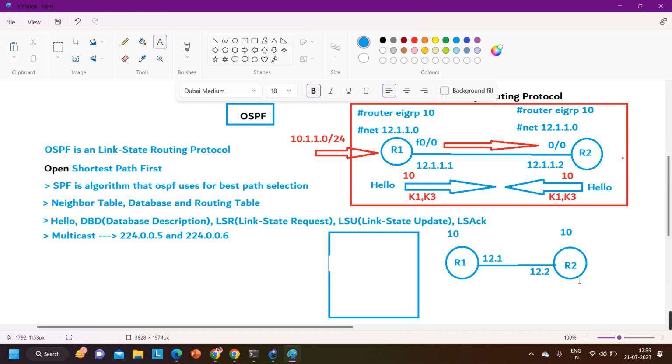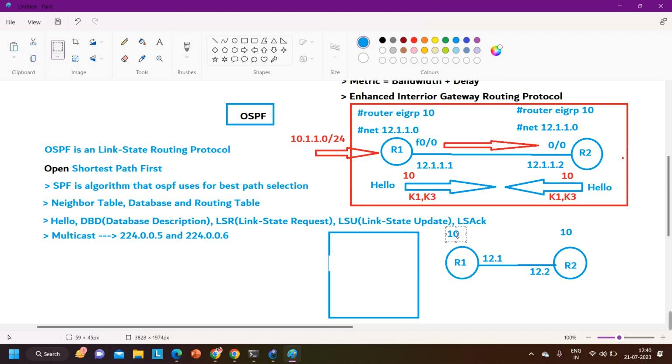First, I will check connectivity. From router 1, you will ping router 2, 12.1.1.2. Let's say you are able to ping. Then I will check the loopback. Every router has a loopback, we ping the loopback. Let's say the loopback ping is not working. Then we see the configuration, router 1 and then router 2. I use show IP route, and I also use show IP protocols.